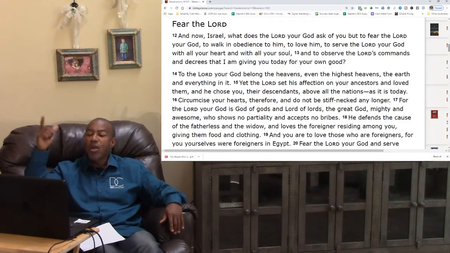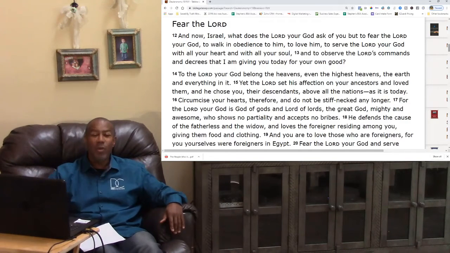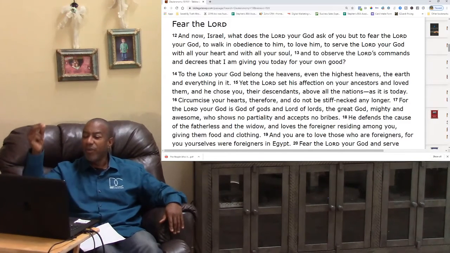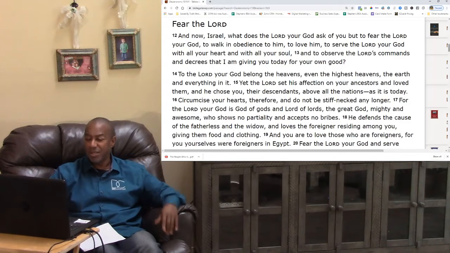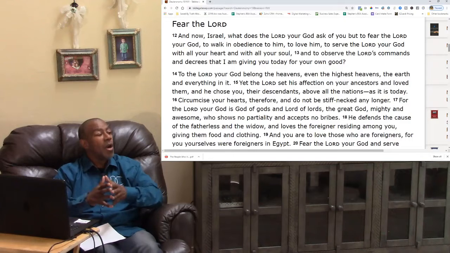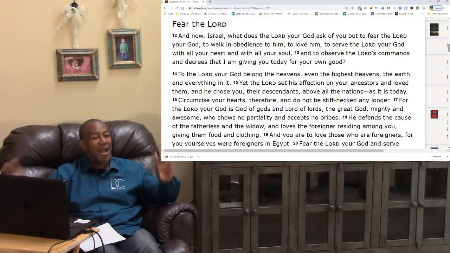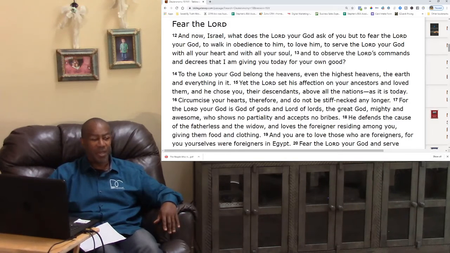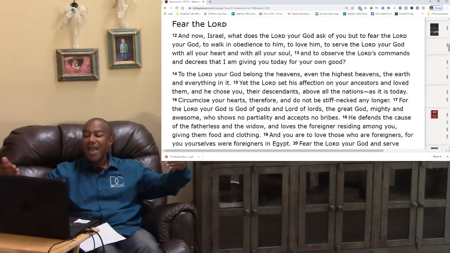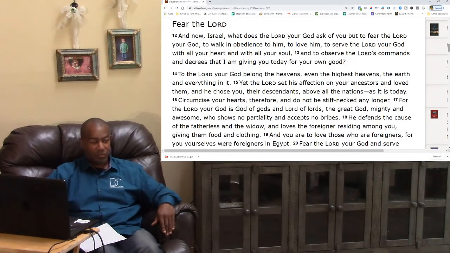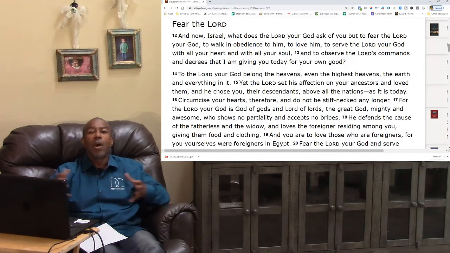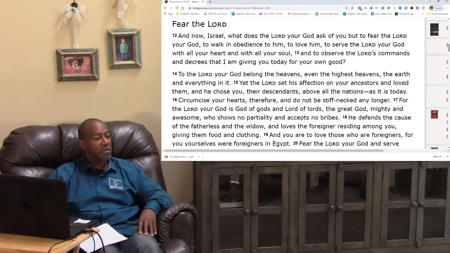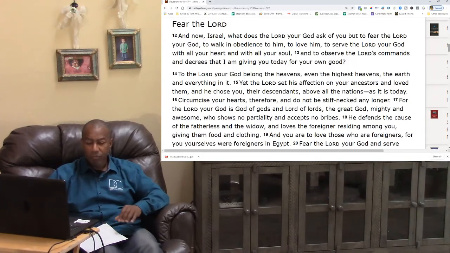Two, walk in obedience to him. Obey what he teaches in the commandments. Three, to love him, which is obedience to the commandments. To serve the Lord your God with all your heart, with all your soul. Not in contempt. Not acting like you're serving him, but really serving yourself and worshiping things. And to observe the Lord's commandments and decrees I'm giving you today. And if you do, it'll go well with you. If you don't, it won't go well with you.